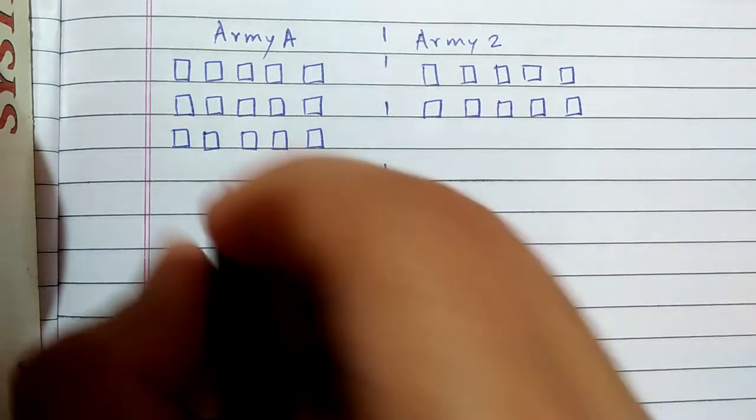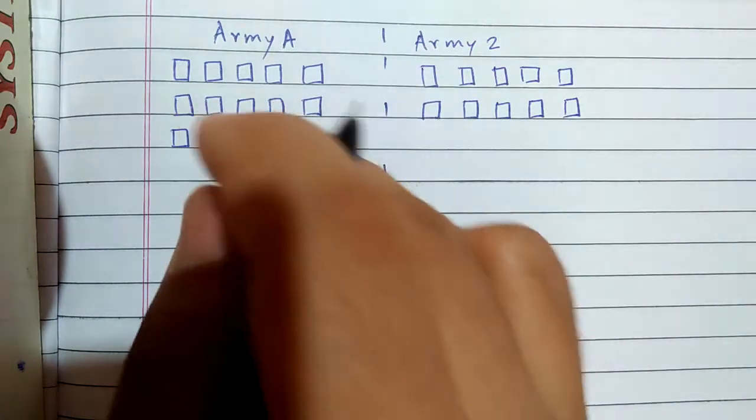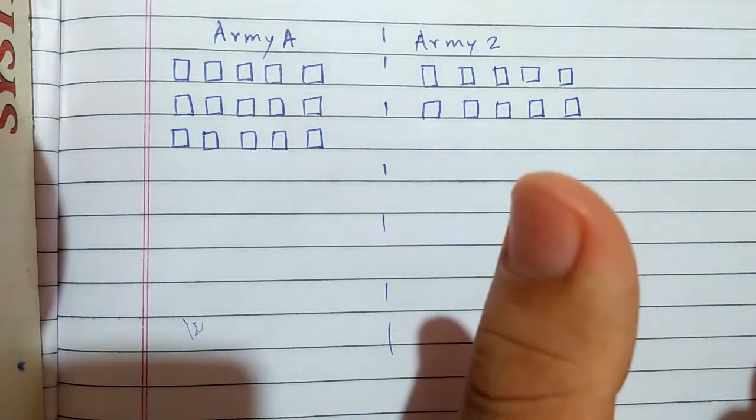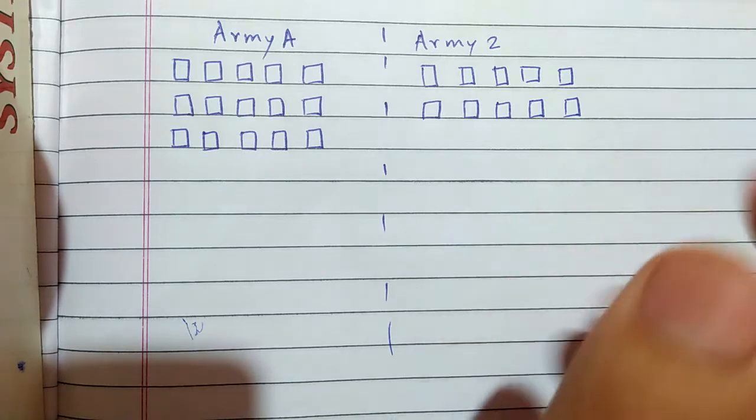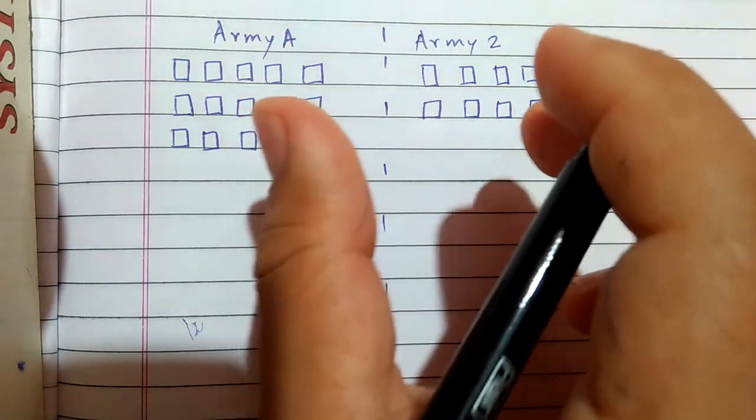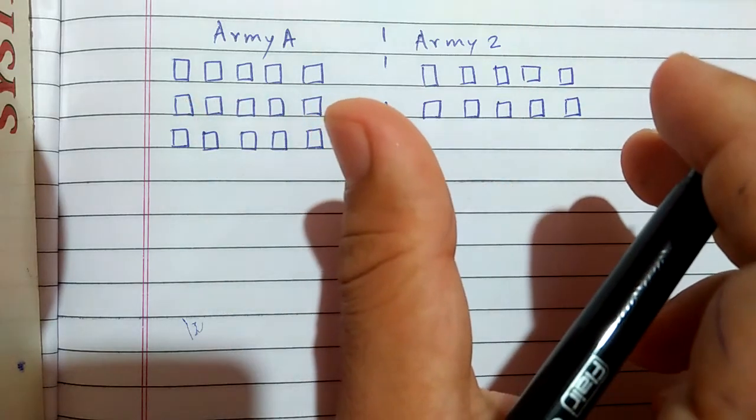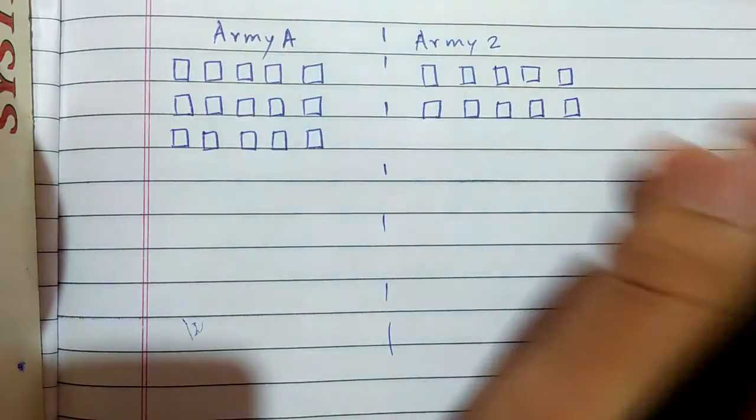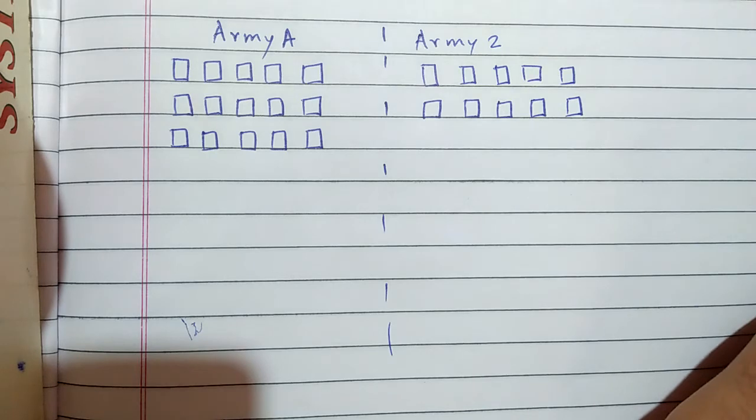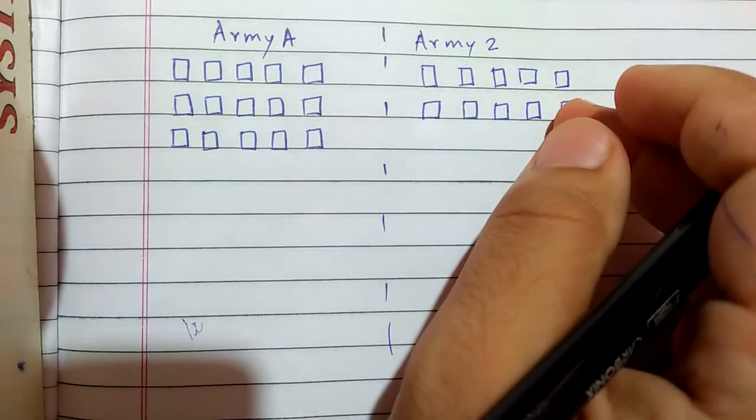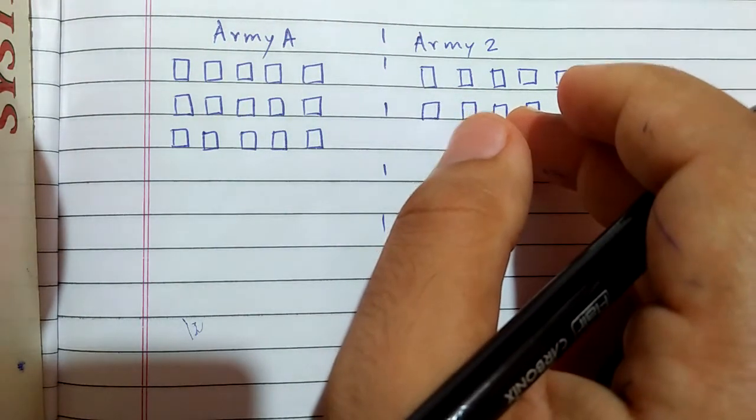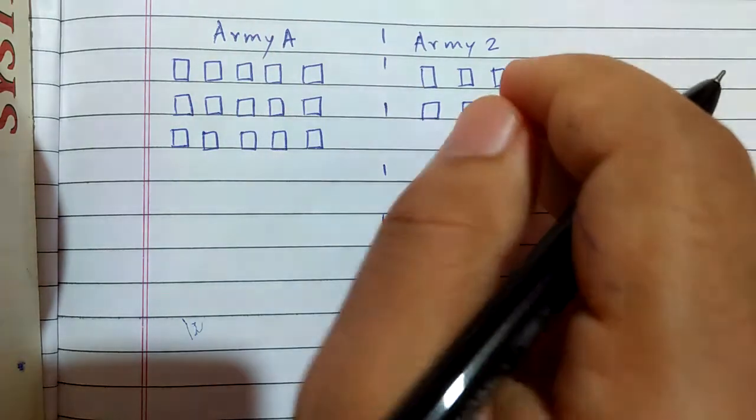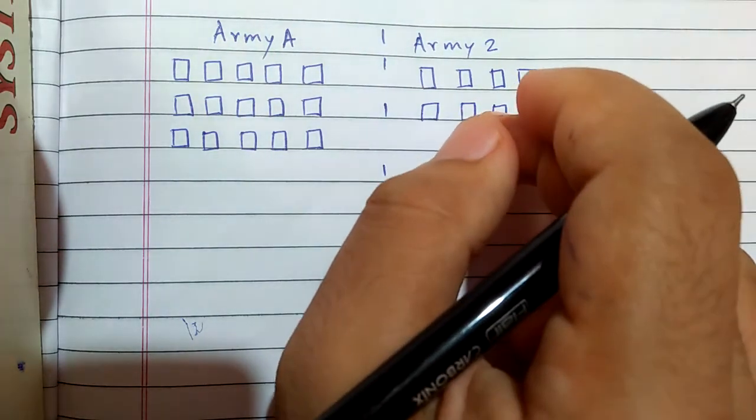So the problem is that in both of these armies the members must be divided into troops, and the troops must consist of an equal number of members. What is the largest size of a troop so that these two groups can be divided equally? But you cannot mix them. They must be divided separately, but each troop must consist of an equal number of members.